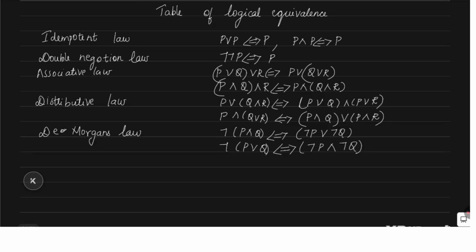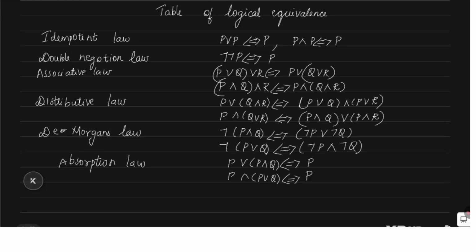Next one is the absorption law. What does the absorption law tell you? P or (P and Q): whether it is P or Q, when you take it with P, it is logically equivalent to P. Likewise, P and (P or Q): again, when you take and with P, it will be equal to P. This is what the absorption law tells you.